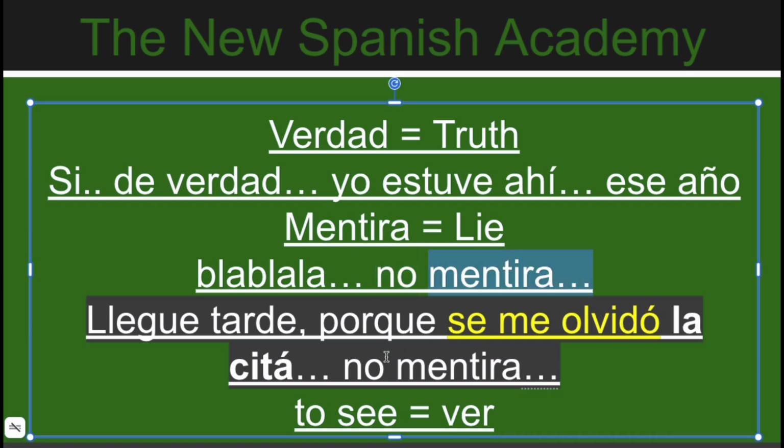I came late because I forgot the meeting. No, it's a lie. Maybe I just came late because whatever other reason, the traffic, all right? So I wanted to make a little joke, but they didn't understand me because they are maybe more older and they take it very seriously. So I said, no, it's a joke, right? No, mentira, it's a lie. Okay. So we have that.